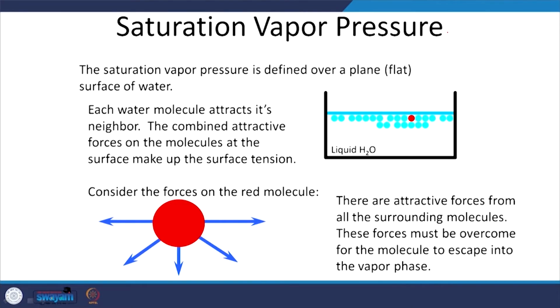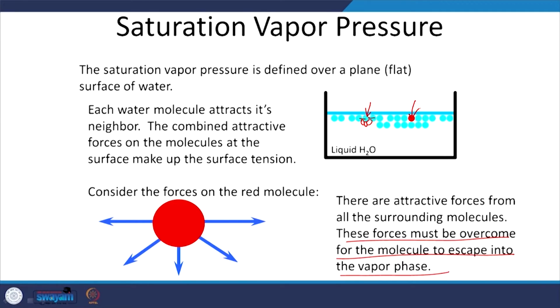Each water molecule on a surface attracts its neighbors. You consider any molecule here, it is attracting this one and this one, or this one, like that. The combined attractive forces on the molecules at the surface make up the surface tension. Surface tension we know from the very basics. So, let us consider the forces on the red molecule. There are attractive forces from all surrounding molecules. These forces must be overcome for the molecule to escape into the vapor.